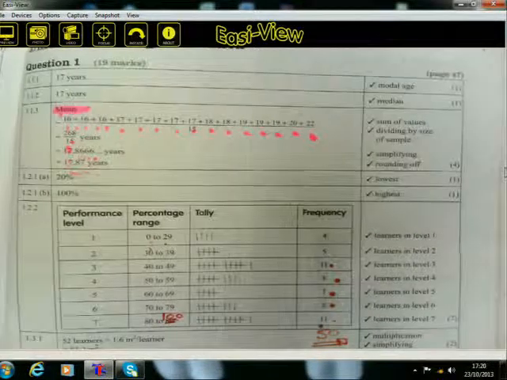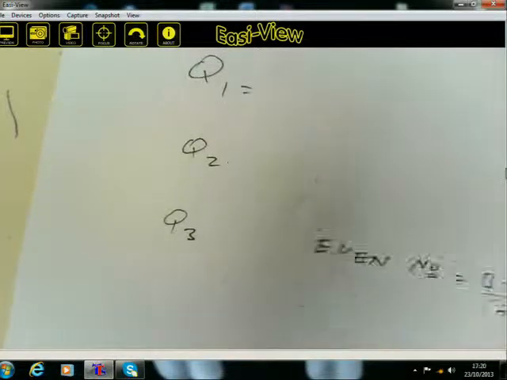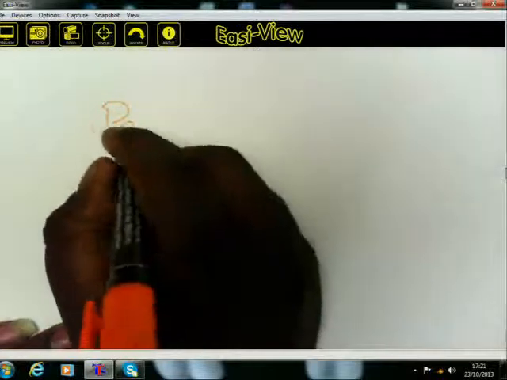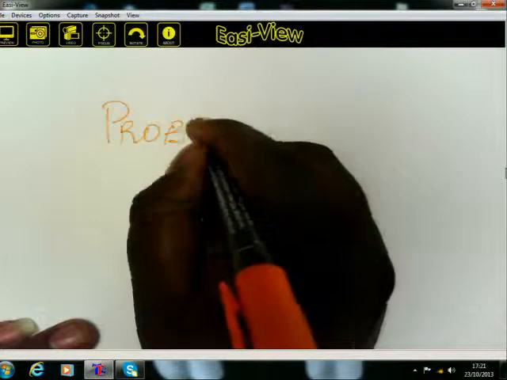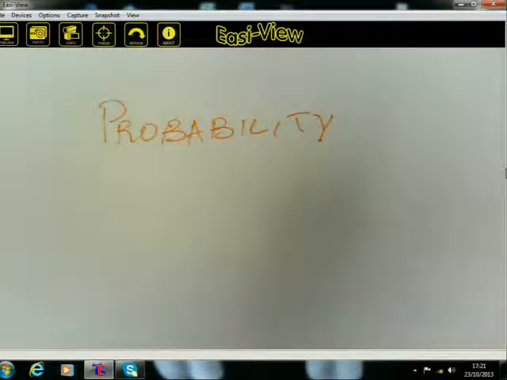Let's check again the other question. Now, before I go to the other question, this leads me to a chapter that I know most learners don't like, but it's very nice, that chapter. Let's introduce probability. Remember, probability is part of data handling.